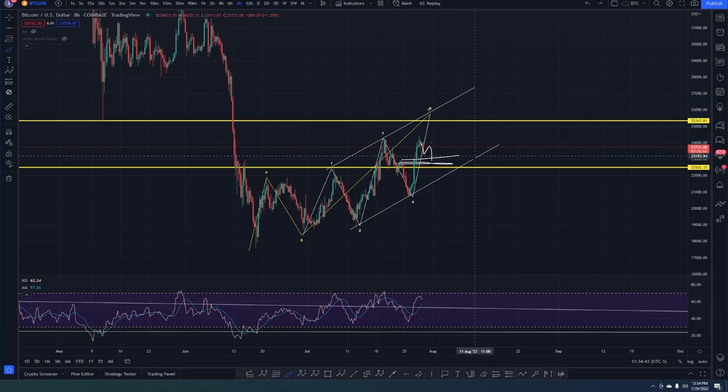And so I am short at the moment right now. Very cautiously short, right? Because we're trading short in a bullish trend, what seems to be a bullish trend.